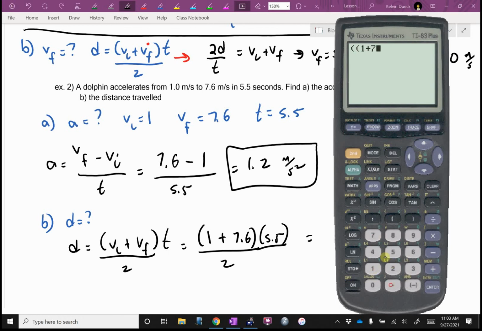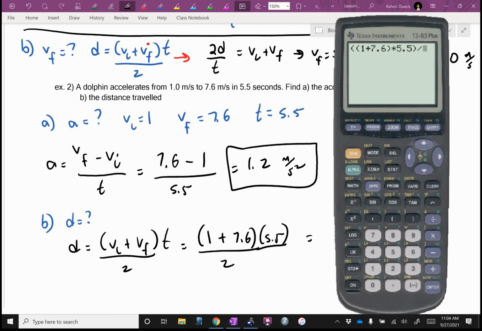1 plus 7.6. Mr. Dewick, why wouldn't I just go 8.6? Yes, if it's easy, Dean, you can add 1 in your head. But for complicated ones, we'll walk through how you would do it for stuff you can't do in your head. I would close off the small bracket. What's happening between the 5.5 and this bracket? Adding, subtracting, multiplying, or dividing? So I'll hit times 5.5.